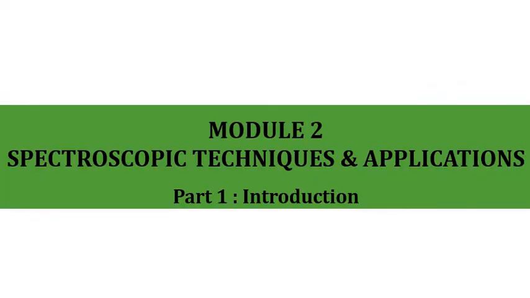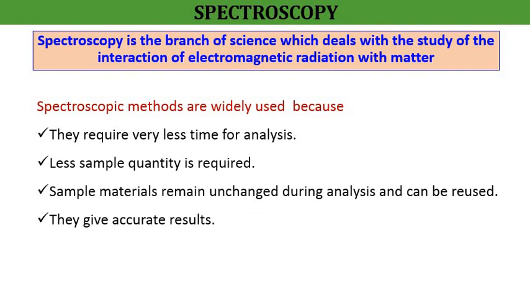Today I am going to detail about Module 2, Spectroscopic Techniques and Applications, Part 1, Introduction. What is meant by spectroscopy? Spectroscopy is the branch of science which mainly deals with the study of the interaction of electromagnetic radiation with matter.